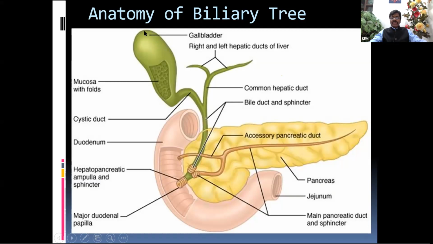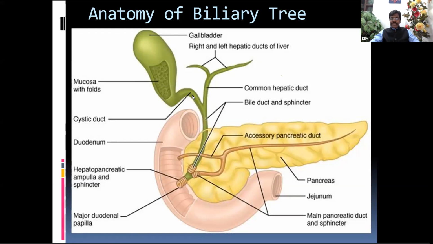So what is the function of the gallbladder? Whatever bile is secreted goes inside the gallbladder, gets stored and concentrated, and whenever you take a fatty meal, there is relaxation of the sphincter, contraction of the gallbladder, and drainage of the concentrated bile from the gallbladder. That's the only thing. So the gallbladder is storage and concentration. That's all its function.